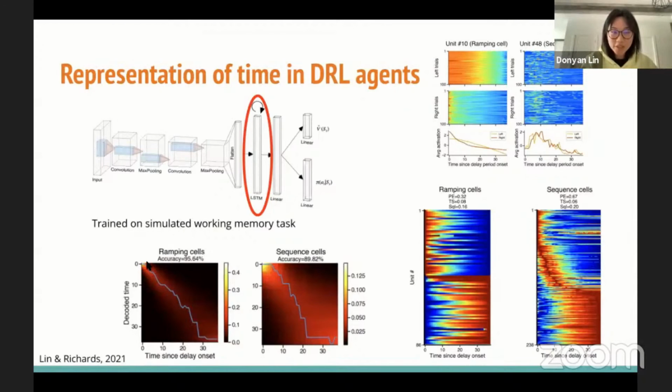We tried to decode whether these time cells can actually encode elapsed time during the delay period. What we saw is that these cells have a very high accuracy for decoding time, which means that they are a very good model for how our brain represents time during the working memory task.